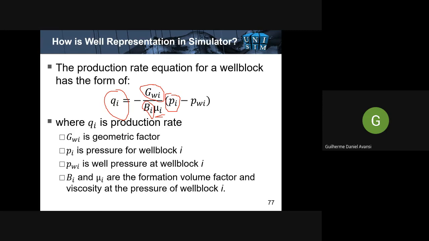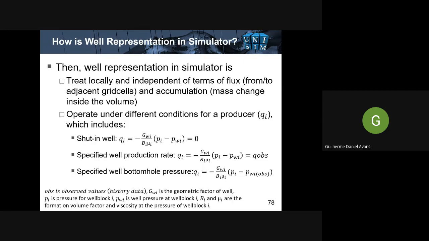So when we're talking about this production term that we include in our general equation, we are talking about these four pieces of information that we need to include. So how do we represent this information in the simulator? First of all, we treat it locally, independent of the thermal flux, just to remember. We have three different conditions to operate for a producer, for example. If the well is shut, the equation is 0, right?